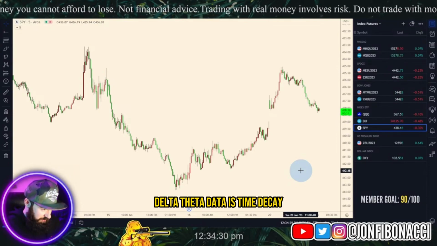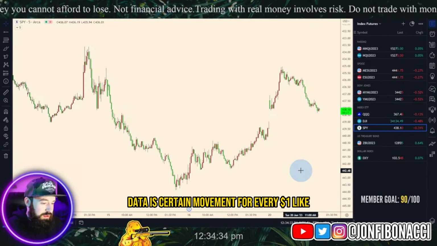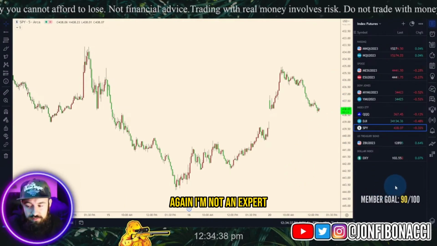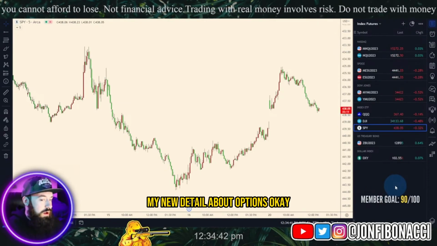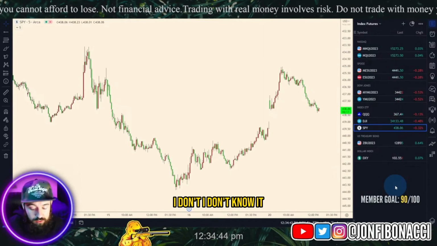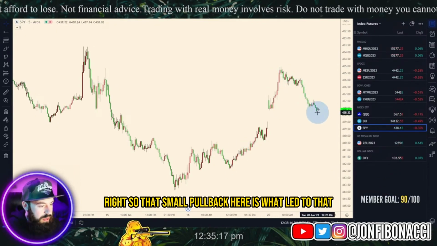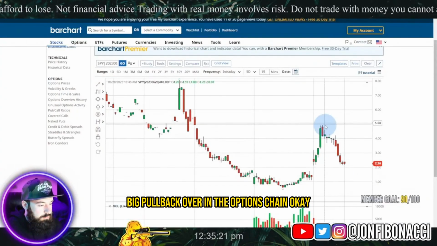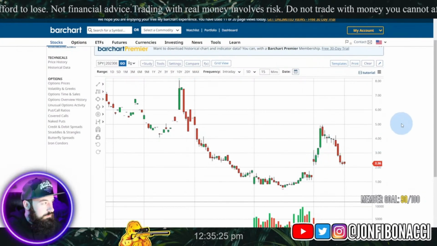Delta, theta is time decay. Delta is a certain movement for every $1. Again, I'm not an expert. I can't tell you every minute detail about options. But there's that up movement, right? So that small pullback here is what led to that big pullback over in the options chain. So that's why entries and exits matter.